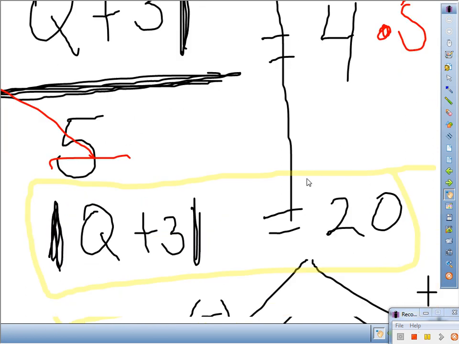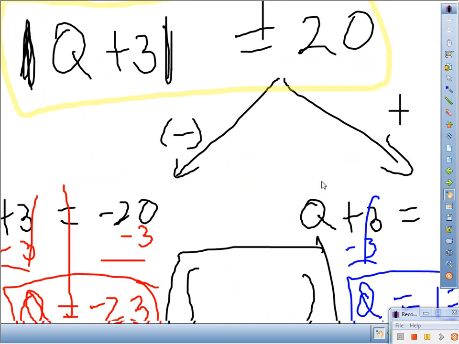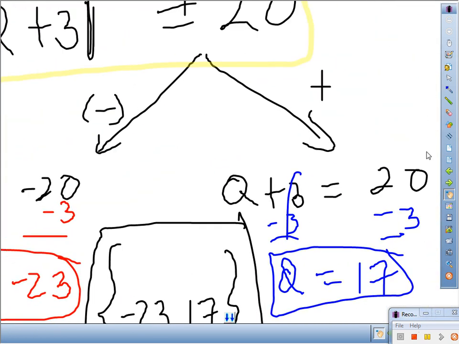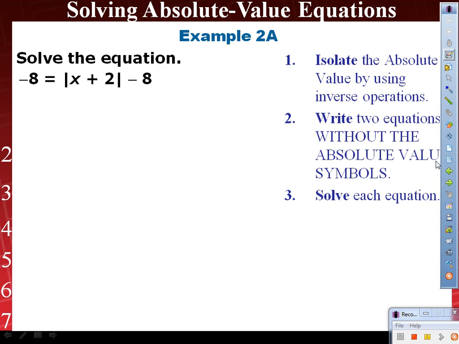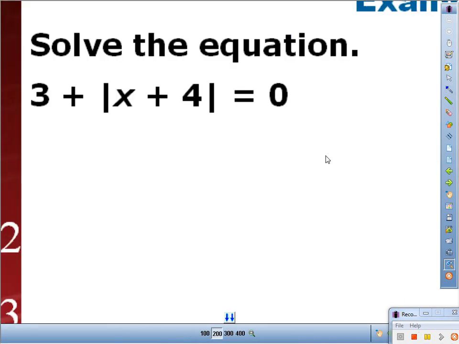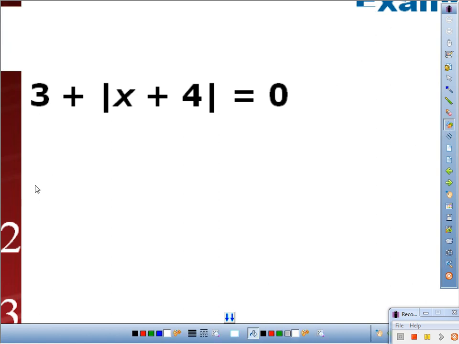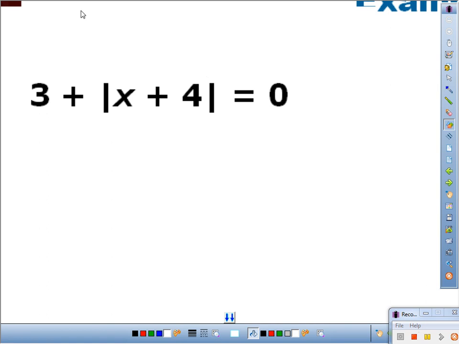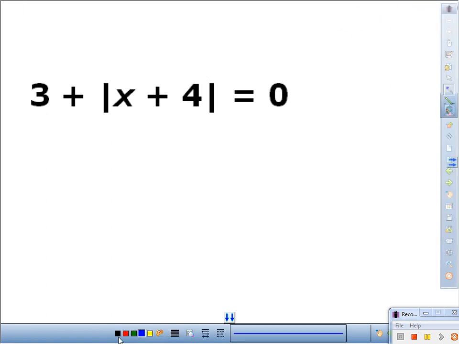We're still not done. Last one. These were positive numbers. How many solutions? 2. Okay, and the last one. Copy this one, example 2b. Line down the equal sign. Let's do this one together.